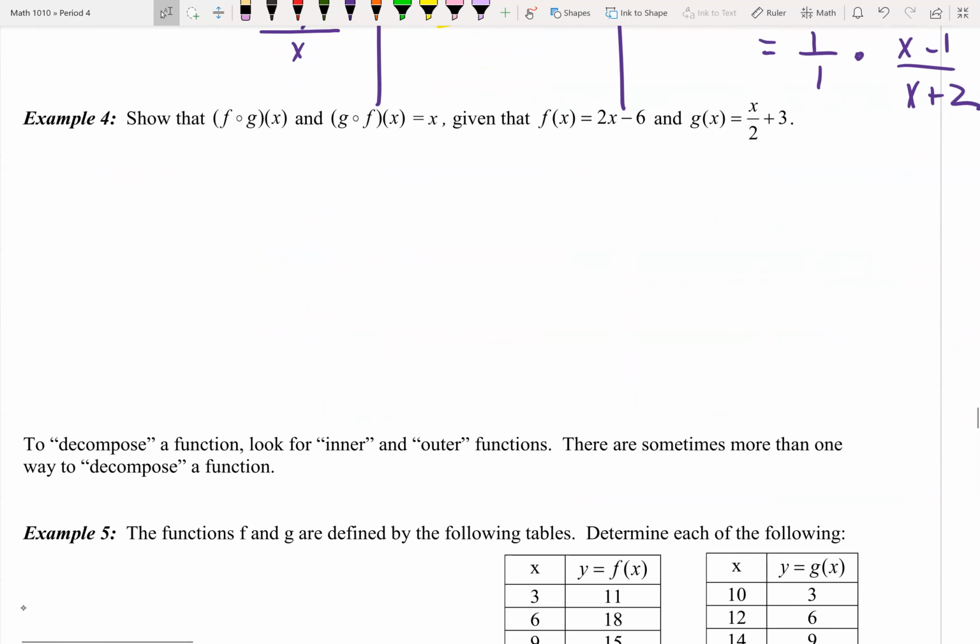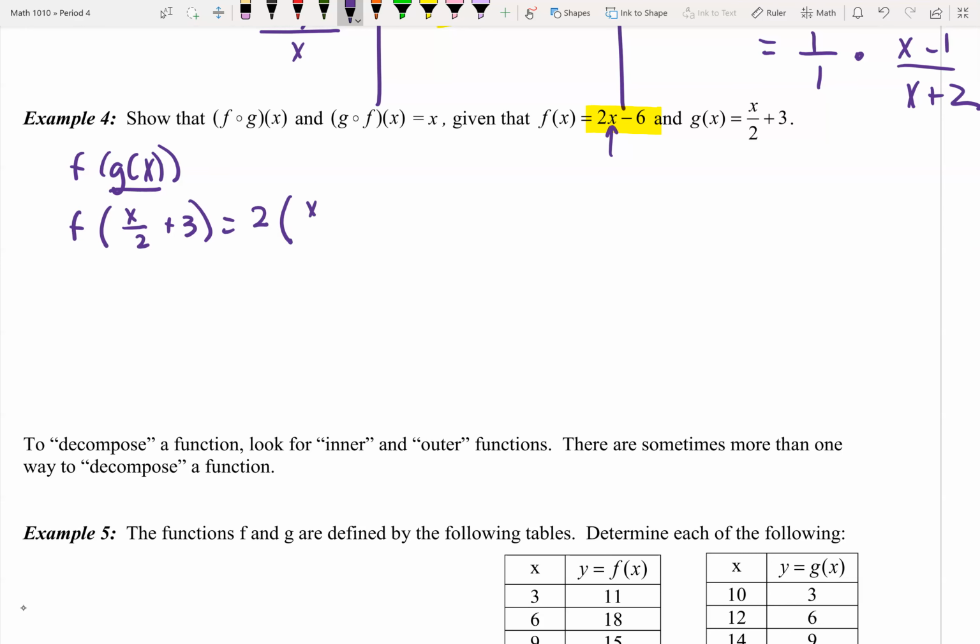Okay, let's do question F. So the first thing I'm going to do is f of g of x. So I'm going to take that g of x, and I'm going to replace it with what g of x is, which is x over 2 plus 3. Then I'm going to go into this yellow f of x, and right there where I see an x, I'm going to put x over 2 plus 3. So everybody go 2 parenthesis, x over 2 plus 3, and then you still have the minus 6 after that.